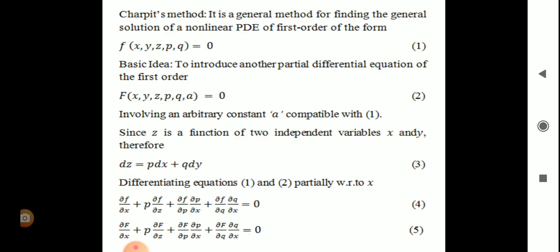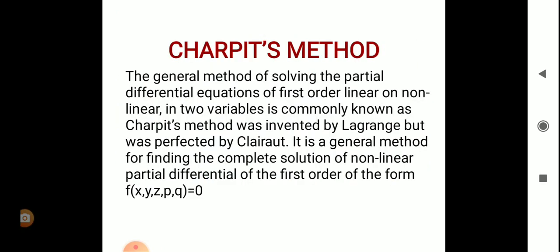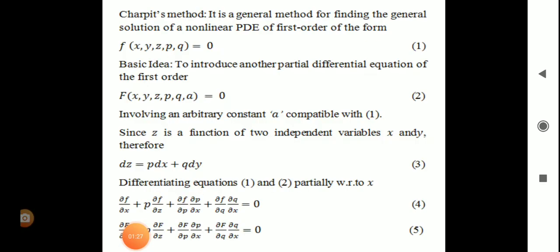The basic idea: to introduce another partial differential equation of the first order as F(x, y, z, p, q, a) = 0, given by equation 2, involving an arbitrary constant a, compatible with 1. Also, x and y are independent variables and z is a function of two independent variables x and y. Therefore, dz = p dx + q dy.